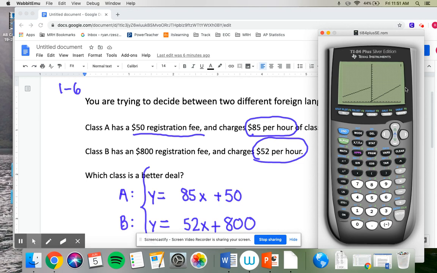I see my one line. I see my second line. So I can probably see high enough right now. They're just crossing somewhere like over there. So now what I need to do is change my x's. Right now I'm only seeing to 10.